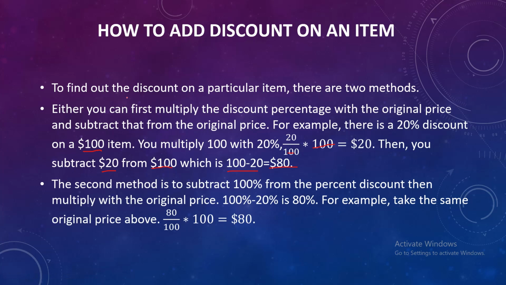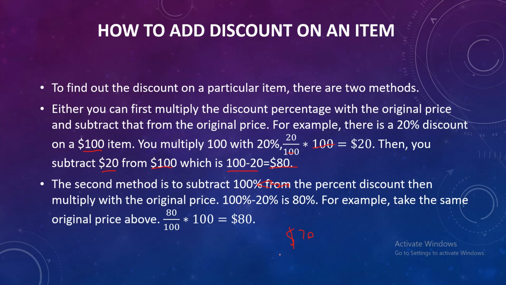The second method is to subtract the percent discount from 100%, then multiply. So let me tell you first of all why subtracting 100% like this... because it will be 20% minus 100%. So just ignore this. For example, you have an object whose price is, let's take, $70. So $70 is the price of the object.